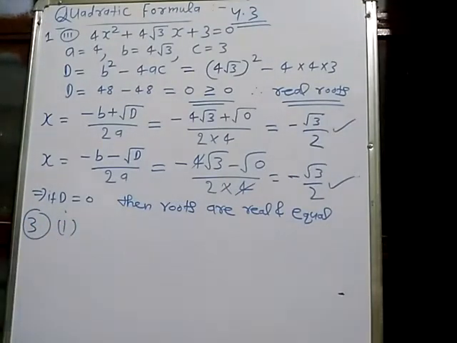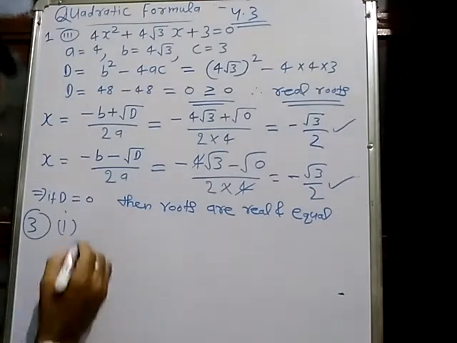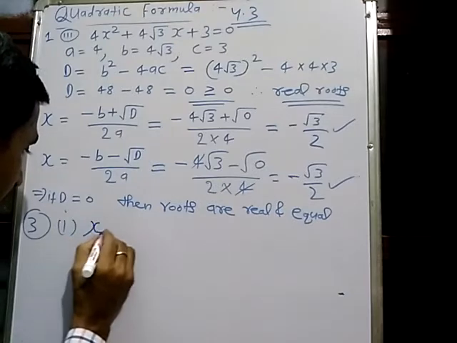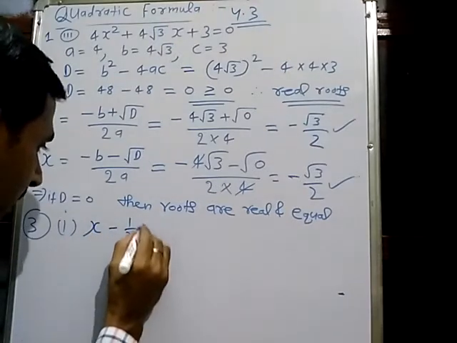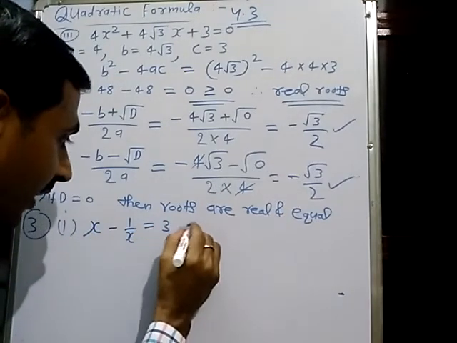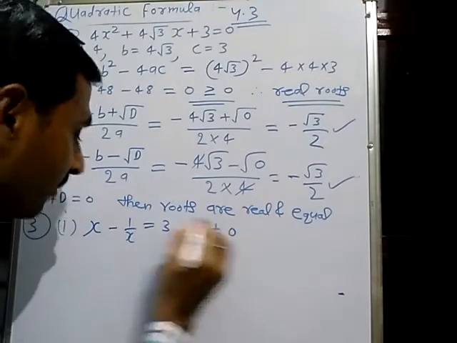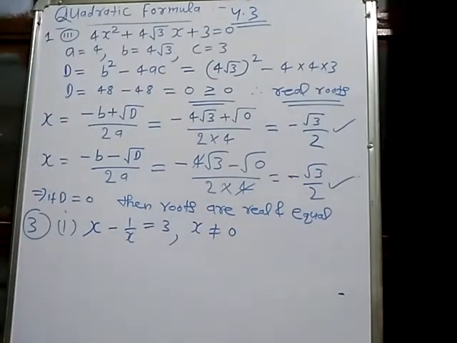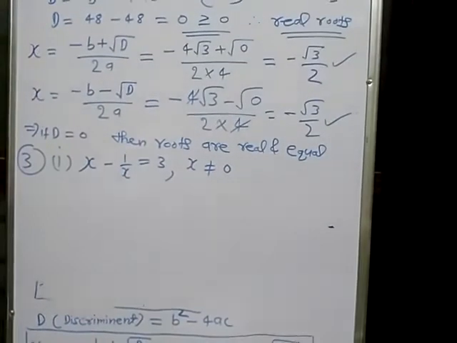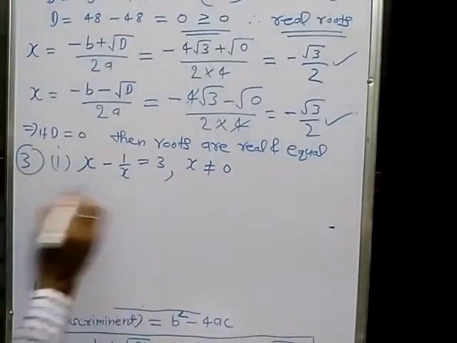What is given in this question? It is given x minus 1 upon x is equal to 3. But here x should not be equal to 0. Why? Because 1 upon 0 is not defined. This is not a defined value. Therefore, you need to write it right now.